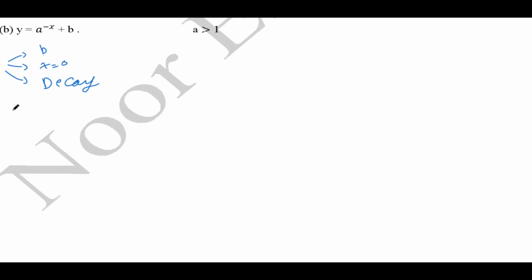Let's have an example. y equals 4 to the power negative x minus 3. So the asymptote happens when y equals negative 3. For the intersection point, x equals 0, substitute 0, 4 to the power 0 will be 1, 1 minus 3 will be negative 2. This is the intersection point. Because I have a negative x, it will be decay.